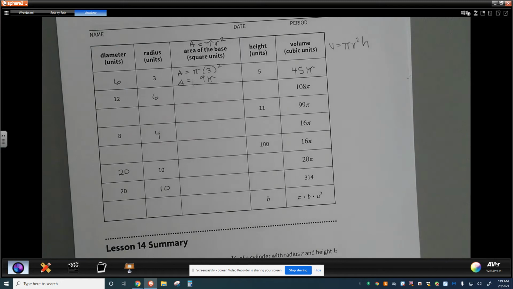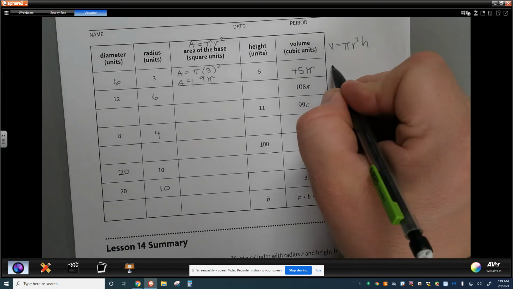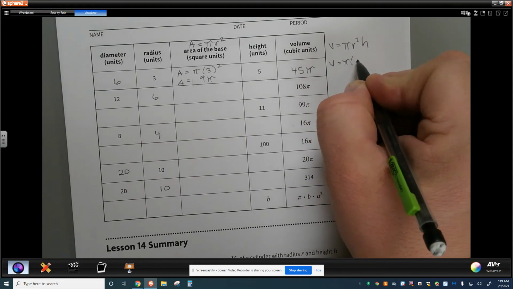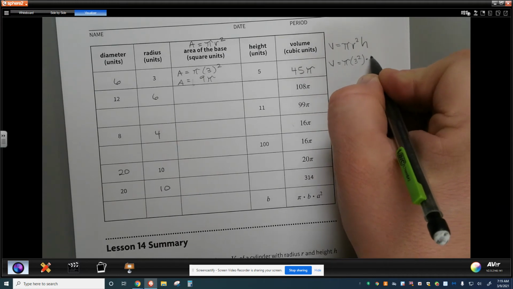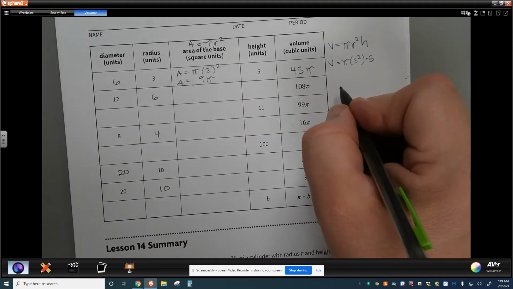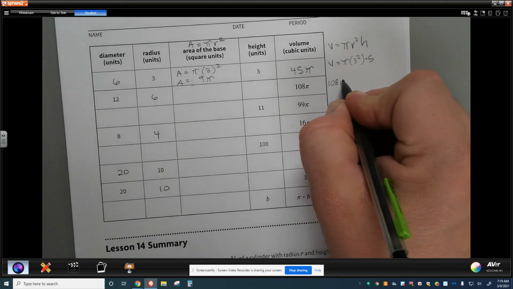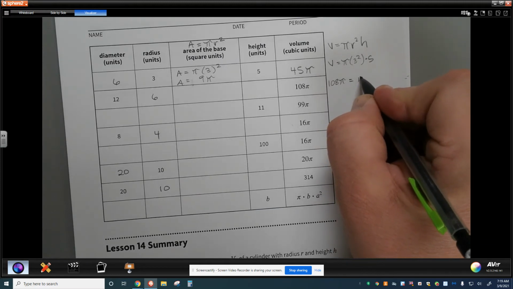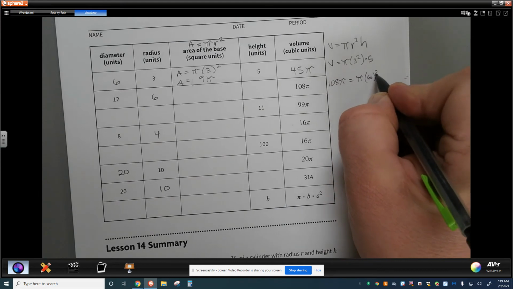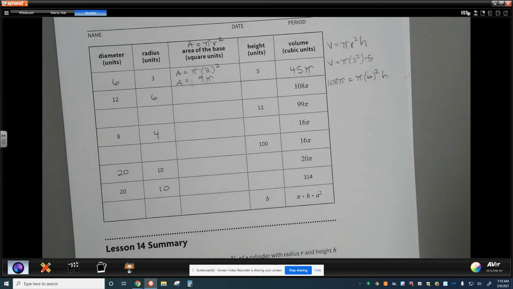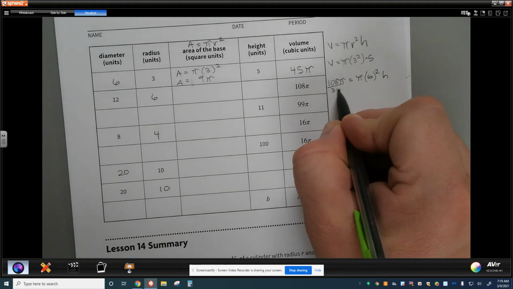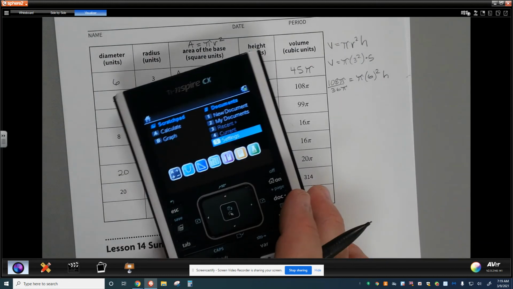All right, cool. So for the next step, I'll show how that sets up. That ends up being pi times 3 to the second power times 5. For the next one, we're given the total volume, 108 times pi is equal to pi times the radius of 6 to the second power times the height. And since I don't know the height this time, I actually need to calculate just a little bit of work. I know that 6 to the second power is 36, so I'm going to take 108 times pi and divide by 36.